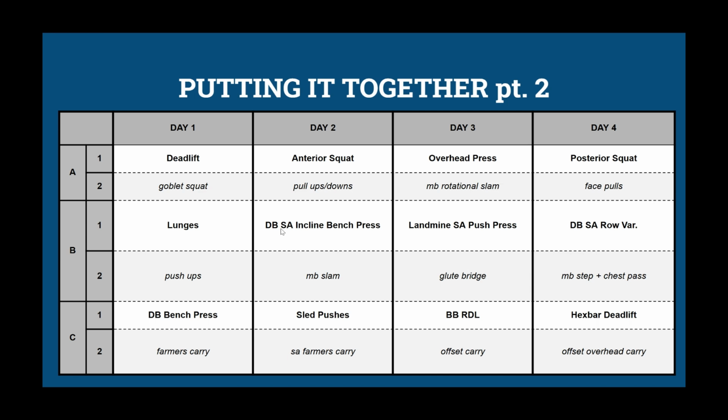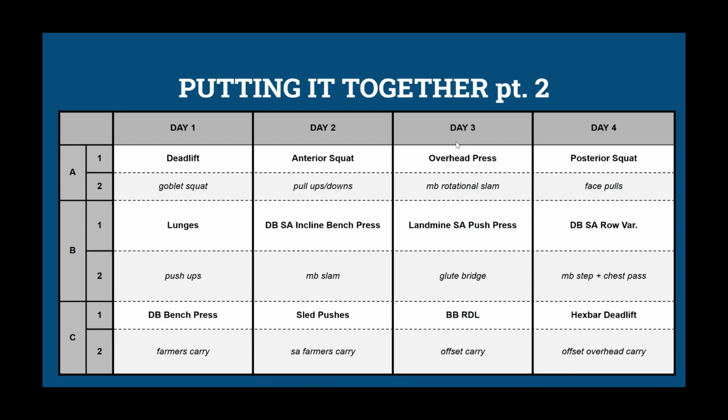Dumbbell, single arm, incline variation. So we have 3 different dynamic properties going on with this bench press variation. Pairing that with a total body primer, which is a med ball slam in this case. Going into sled pushes as our total body volume base with a single arm farmer's carry variation. So I skipped over this, but our farmer's carry, just bilateral farmer's carry, is day 1. We're shifting into a unilateral farmer's carry for day 2.